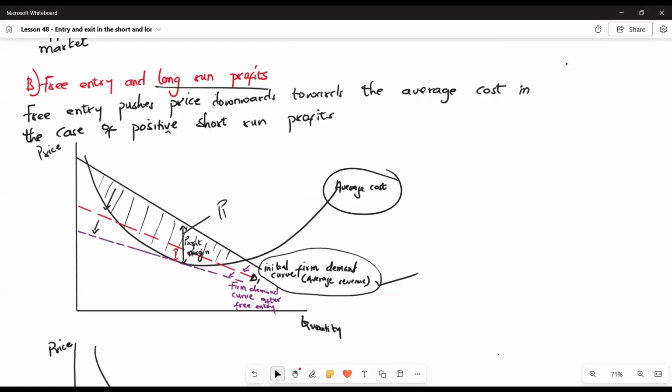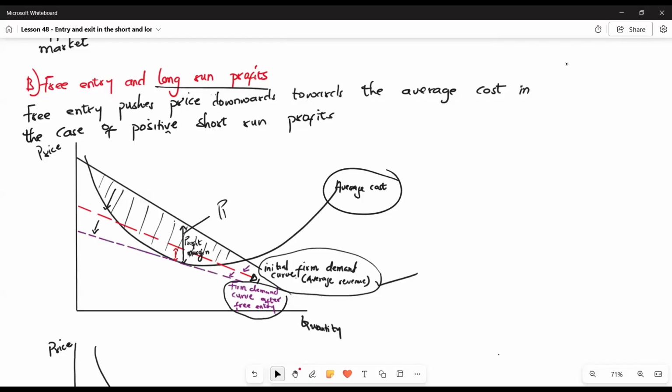Now, free entry means that further entry into the market is going to cause the demand curve for the existing firms to keep moving downwards until the demand curve touches the average cost curve. At this point, the profit that the firm is earning is zero, which is called the long run equilibrium.